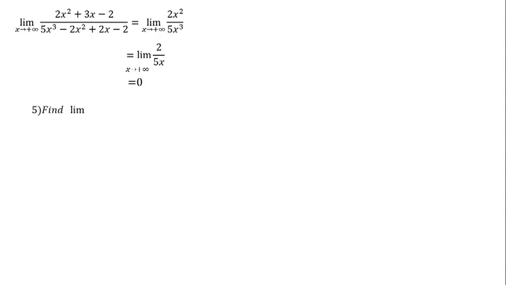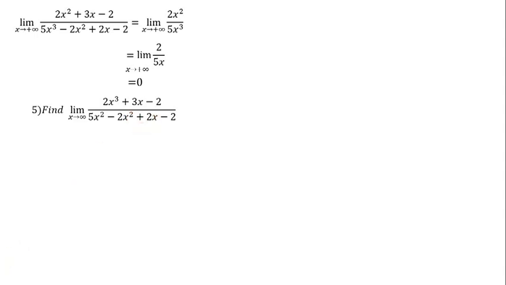Example 5. Find the limit as x tends to infinity of (2x cubed + 3x - 2) divided by (5x squared - 2x + 2x - 2). Okay, this is a repeated term. This should read 2x plus 2.